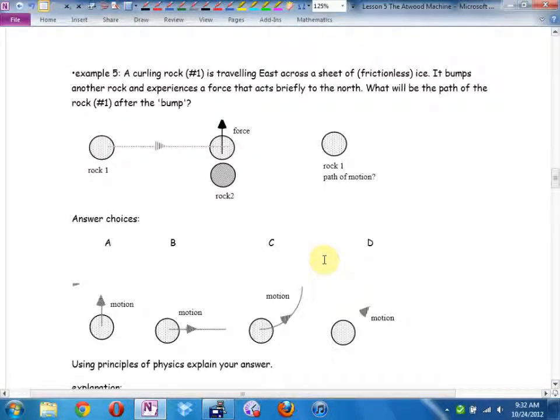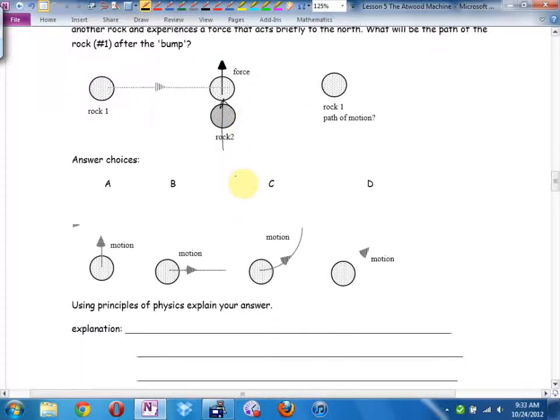Example 5. A curling rock, rock number 1, is traveling east across a sheet of frictionless ice. So this ice is perfect ice. Most ice has some friction. This has none. It bumps another rock and it experiences a force that acts briefly to the north. What will be the path of rock 1 after the bump? So it's traveling along and it gets bumped by a rock that hits it, donk, like that.